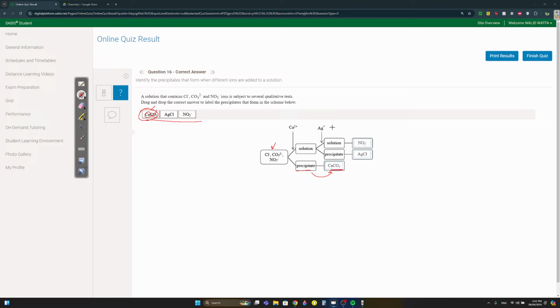Okay, forget that, now we go to the solution where we added Ag. When you add silver, which one of them is a precipitate, which one is a solution? We know AgCl is a white precipitate, so the precipitate will be AgCl. Which one would be a solution? When you add Ag to NO3, you get AgNO3, which is just a solution.